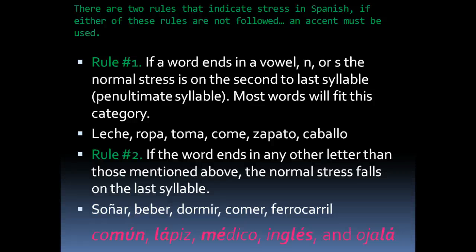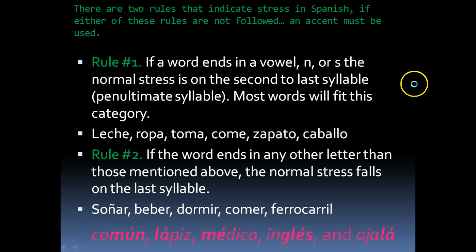Médico. It ends in an O, so I know it has to follow rule number one, but the stress falls on the beginning of the word. Médico. It needs an accent mark. Inglés. It ends in an S. It has to follow rule number one, but it doesn't. The stress comes at the end of the word. It needs an accent mark to differentiate it. And ojalá, stress coming at the end of the word. It breaks the rule. If the word breaks the rule, it gets an accent mark to indicate where the spoken stress comes in.